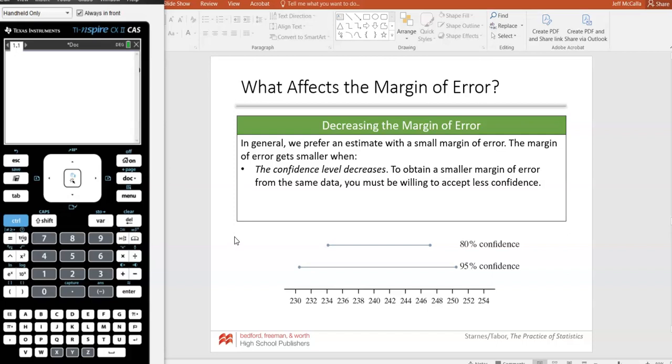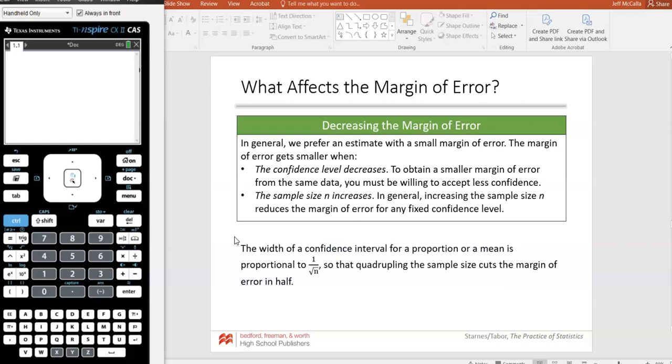So I'm not as confident I'm going to capture the true mean, but it's a smaller range though. If I guessed a really small interval, I might not be very confident. Let's say I guess it's going to be exactly between 240 and 242. It might be like a 20% confidence that that's true. In other words, I'm not very confident that I really guessed correctly at all. So you don't want that confidence level to go too low, but if it goes lower, you will have a smaller margin of error. If that's what you're looking for, you can do that.